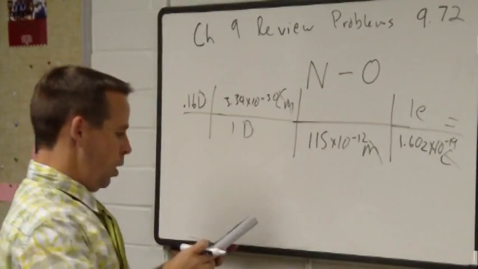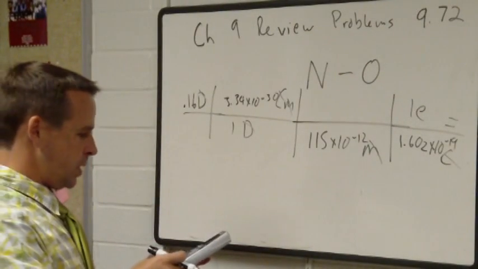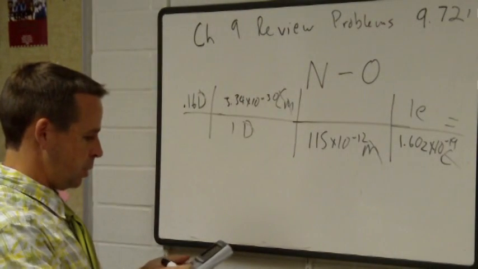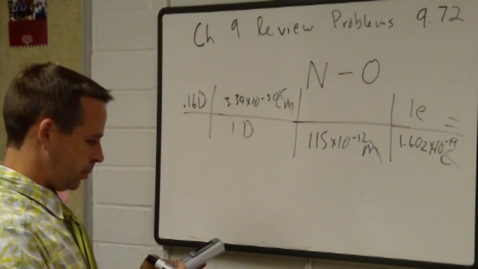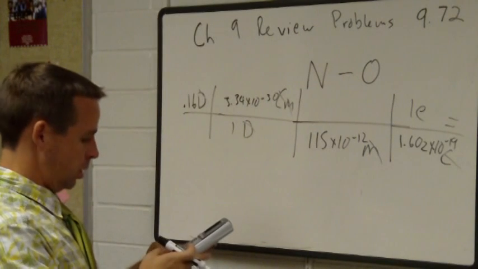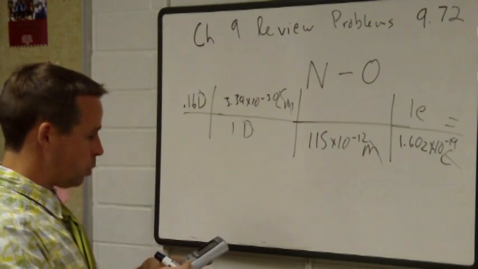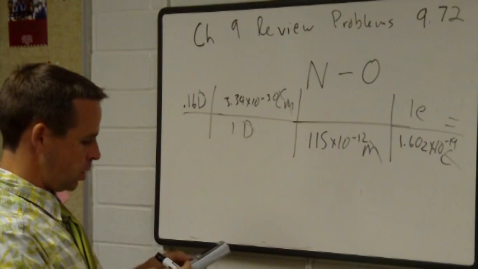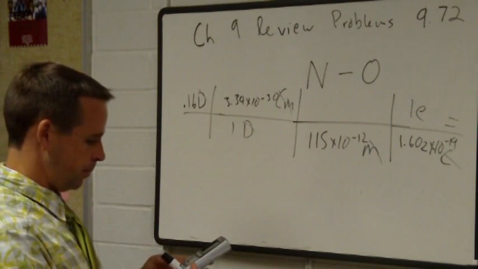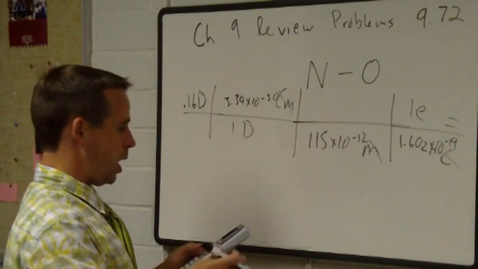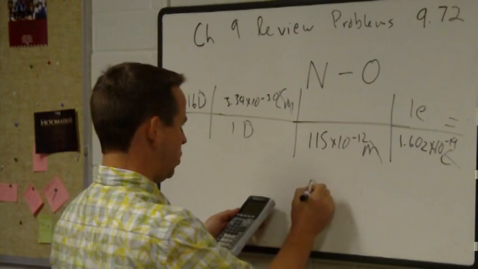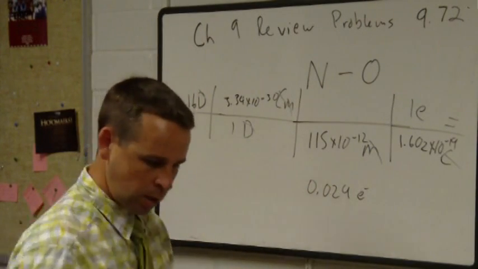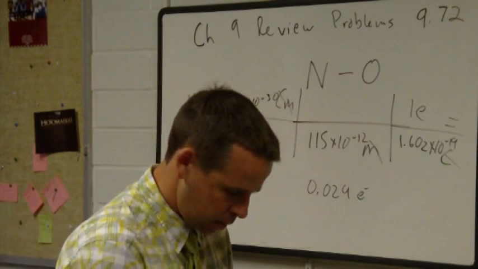So 0.16 times 3.34 times 10 to the minus 30 divided by 115 times 10 to the minus 12 divided by 1.602 times 10 to the minus 19. And I get 0.029 electrons. All right? So that is the answer.